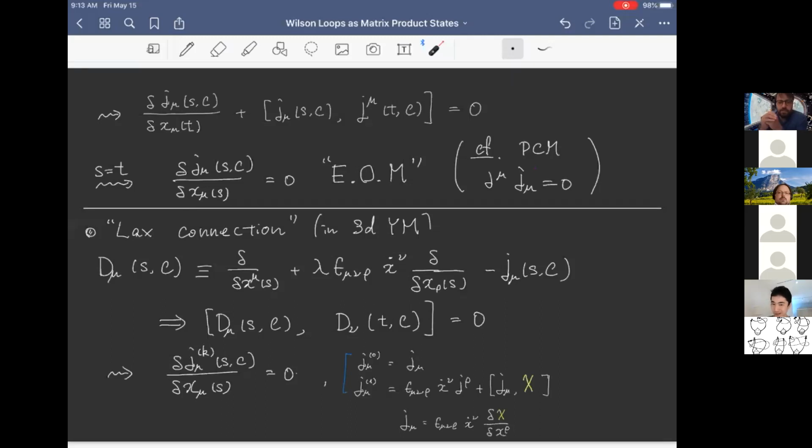Yes, exactly. What I'm going to describe in this part is just classical. I'm just reviewing what Polyakov proposed. And I think no one has really succeeded in making this into a quantum statement.